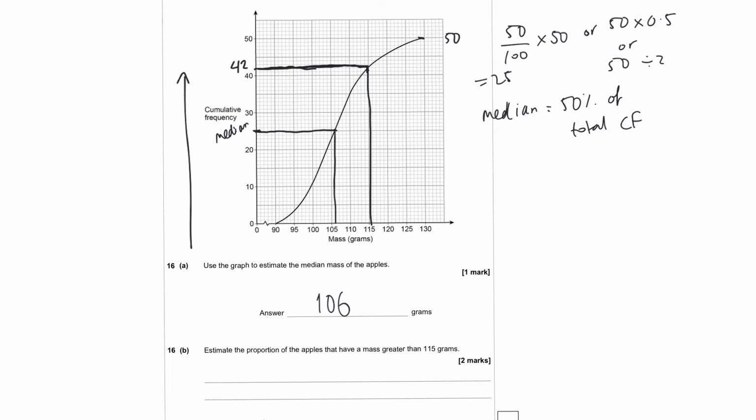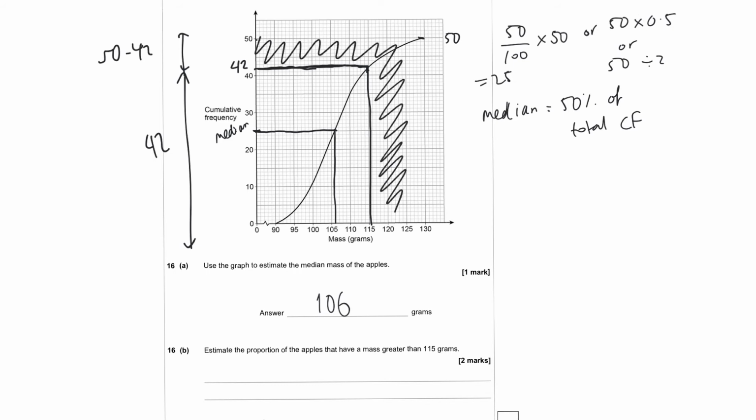So then up from 0 to that 42 mark, that is 42. But we know the maximum cumulative frequency is 50. So to work out the remainder, you would do 50 minus 42. Because remember, those greater in mass would cover this range. So if you put 50 minus 42 into your calculator or work it out in your head, you should get an answer of 8.